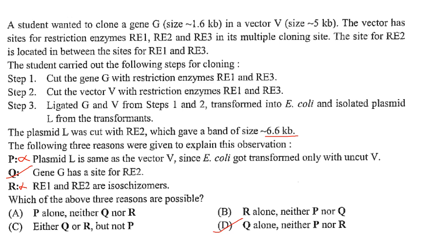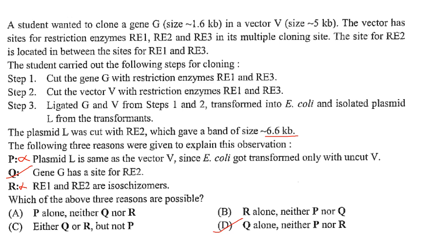Cut the gene G with restriction enzymes RE1 and RE3. Cut the vector V with restriction enzymes RE1 and RE3. Ligate G and V from steps 1 and 2, transform into E. coli and isolate plasmid L from the transformant. So plasmid L is having your gene of insert in it. The plasmid L was cut with RE2 which gave a band of size 6.6 kb. That is 5 plus 1.6 kb will be 6.6 kb. So your gene of insert got inserted into the plasmid L.